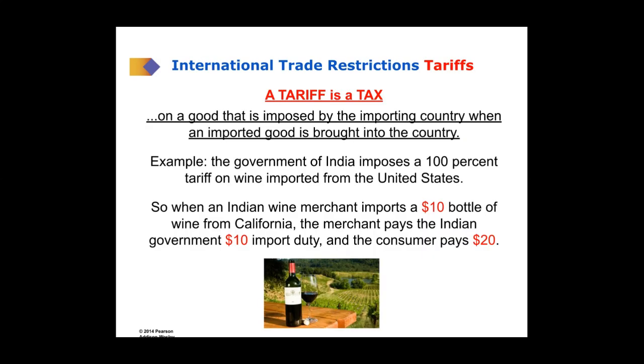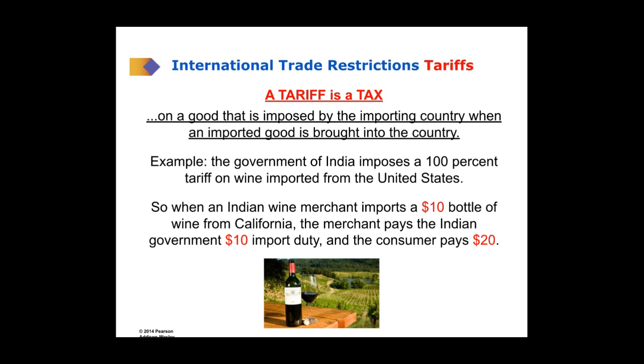There's a couple of different types of protectionism or trade restrictions, and we'll go through each one and try to understand how they work. So the first one is a tariff. A tariff is a tax. It's a tax on a good that's imposed by an importing country when a good is imported into that country. So we can think of an example. Let's say the government of India imposed 100% tax or tariff on wine that was imported from the United States. They made a law that said if you bring wine from the United States, whatever the cost of the wine is, there is an additional tax equal to 100% of that value.